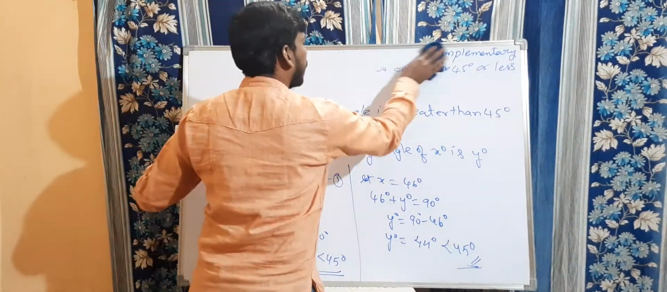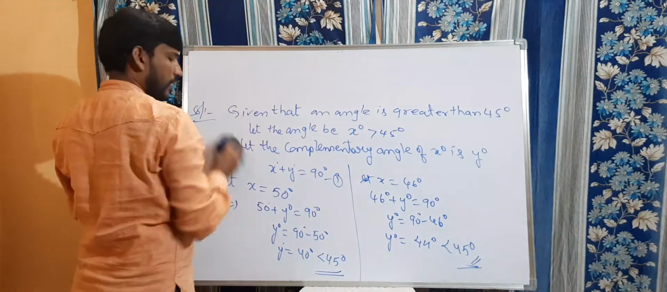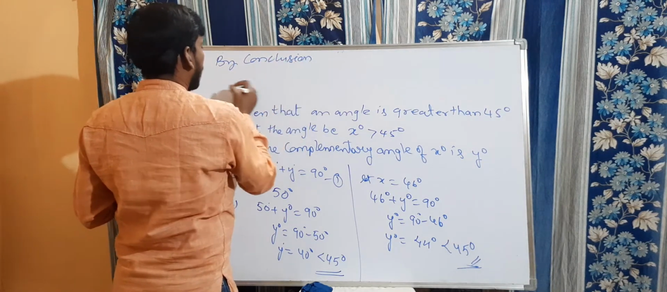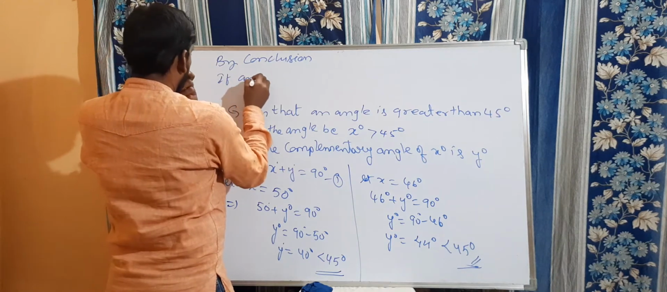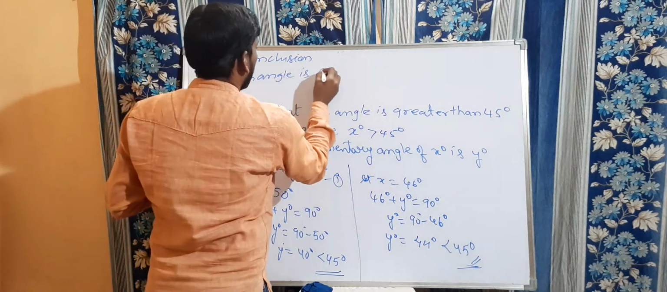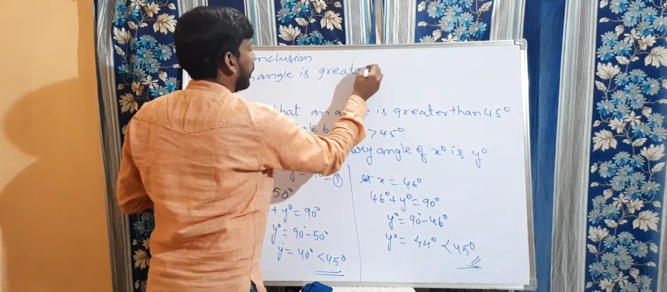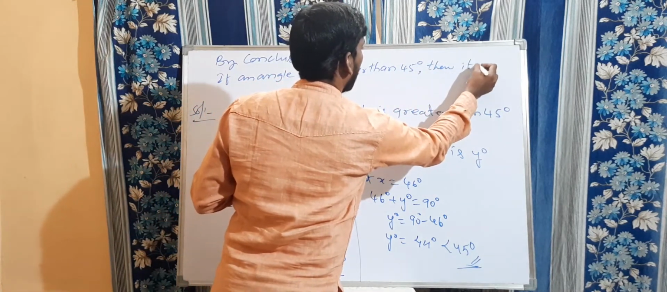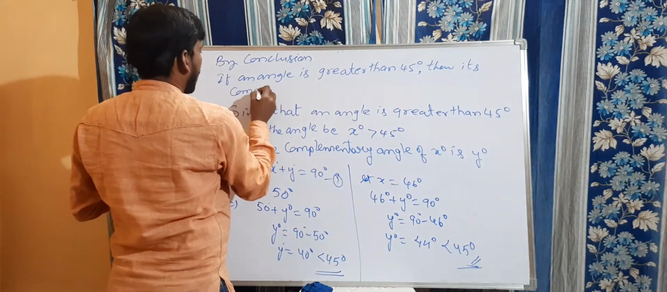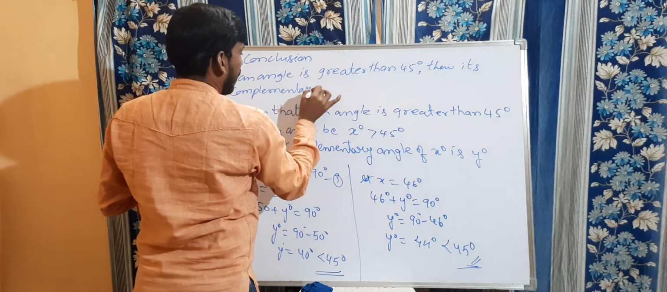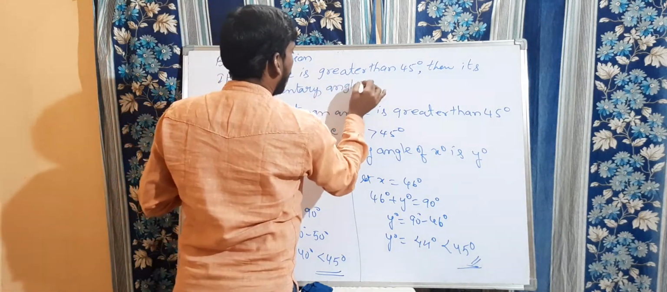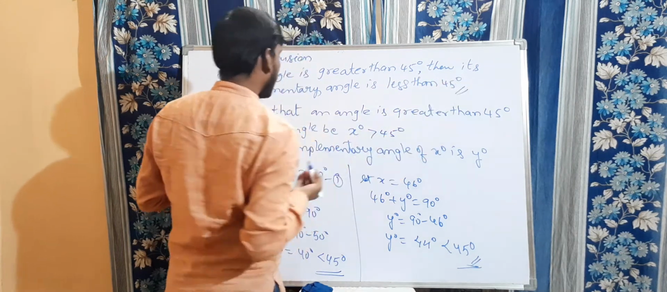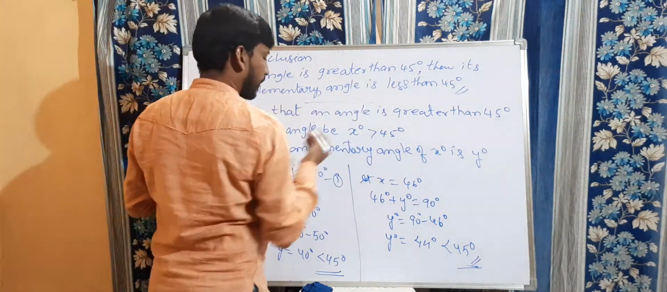So here, by conclusion, that is, if an angle is greater than 45 degrees, then its complementary angle is less than 45 degrees. Clear? This is a therefore statement. Please copy this.